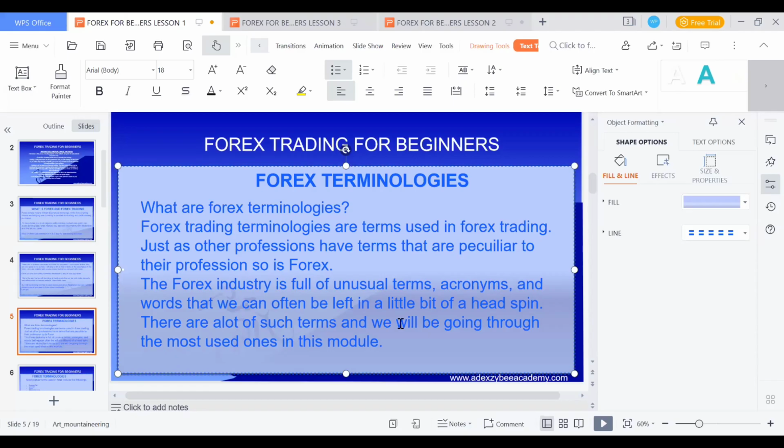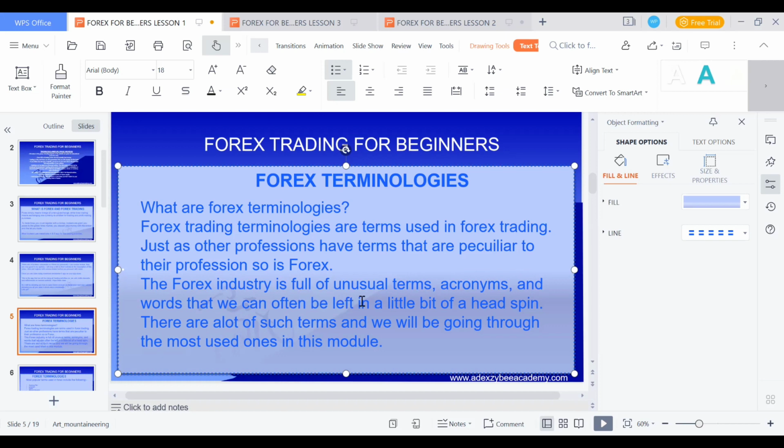What are forex terminologies? Forex terminologies are terms used in forex trading. Just as other professions have terms that are peculiar to their profession, so is forex. When you hear two doctors conversing, you may not understand what they are saying because they'll be using terms that are peculiar to their profession. Same as when you hear two baristas conversing, you will not really understand what they are saying. That's how it is. The forex industry is full of unusual terms, acronyms, and words.